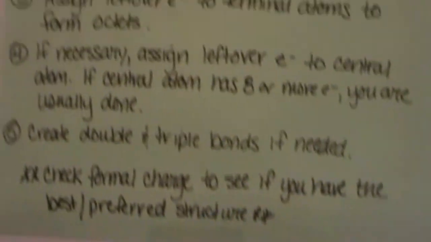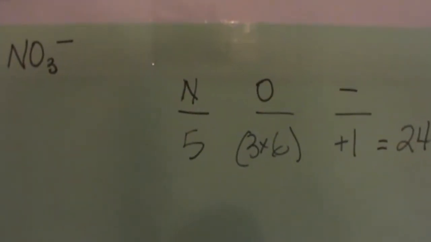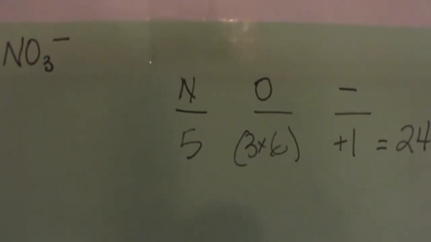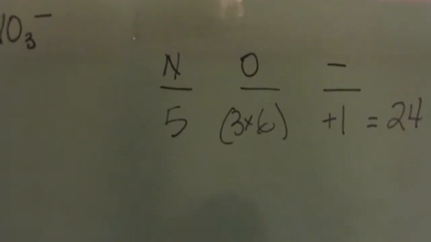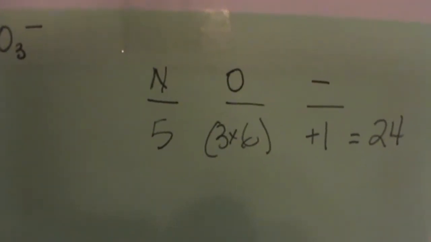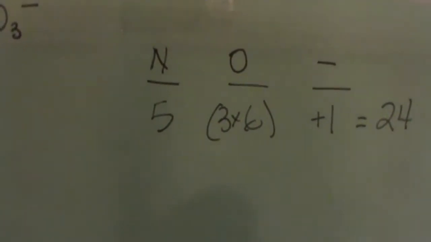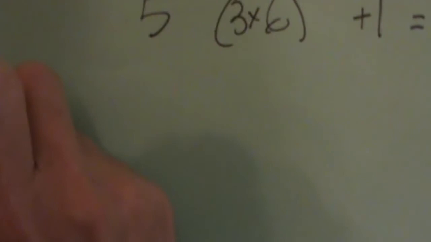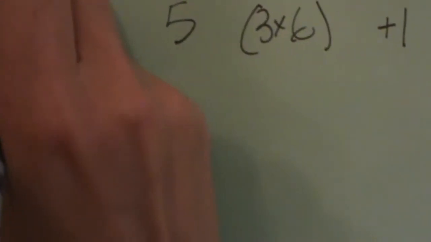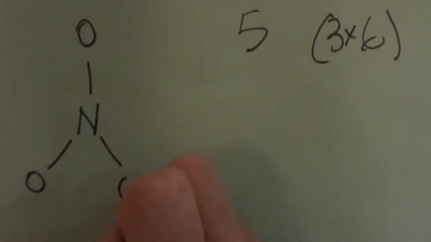So our next step, if we refer back, step 2, is to decide on the central atom and draw the bonds. Now the central atom is always going to be the least electronegative atom in our compound, and it will be the furthest one away from fluorine if you're looking at a periodic table. In this case, nitrogen is further away from fluorine than oxygen, or it is less electronegative than oxygen, so nitrogen would be the central atom. So we'll put nitrogen in the middle and then bond it to 3 oxygens.